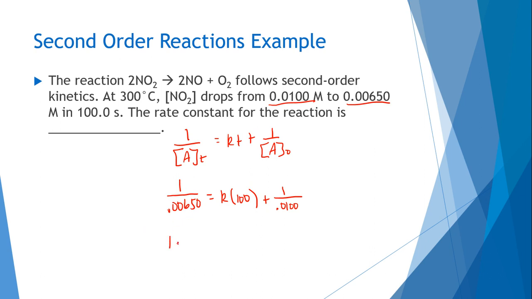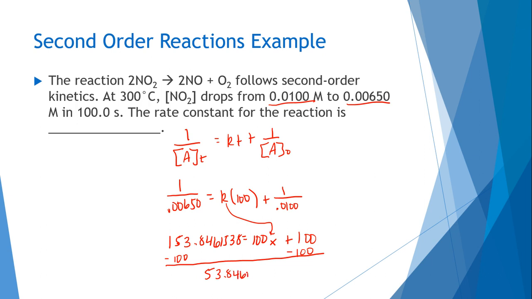So 1 divided by this, it comes out to be 153 equals 100. And I'm going to plug in x for k, so just to illustrate that, plus if you take 1 divided by 0.01, that actually comes out to be plus 100. We're going to get 100 to the other side. So you get 53.846138 equals 100x. And then what we're going to do is we're just going to get x by itself by dividing by 100. So we're going to get x equals.